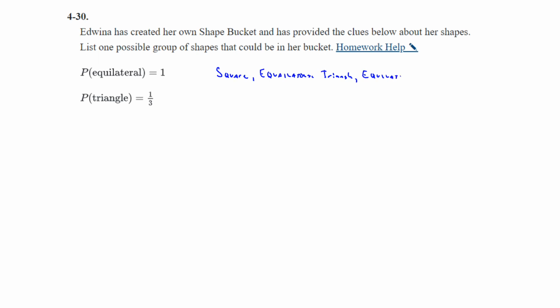So equilateral, we'll just say pentagon. All right. And so what you have here, you have a square, equilateral triangle, equilateral pentagon, so that satisfies the 100% of them, or the probability of grabbing an equilateral out, 1, but also the probability of a triangle, because you only have 3 possibilities, and one of them is a triangle, so that would be 1 out of 3. If you added any more shapes, you'd probably need to go up to 6 shapes. 2 of them would need to be triangles, and the other 4 would have to all be equilateral, but also some other figure besides a triangle.